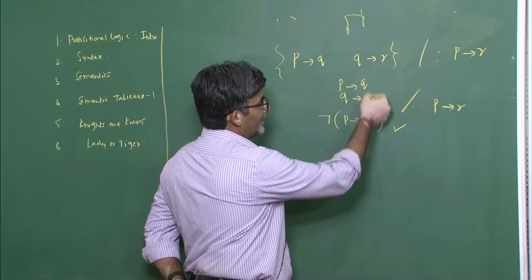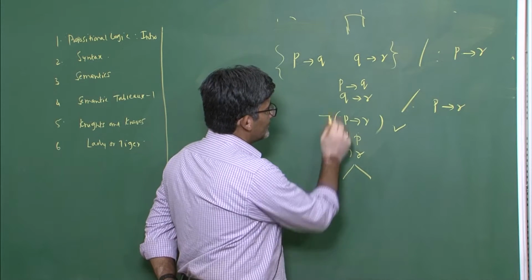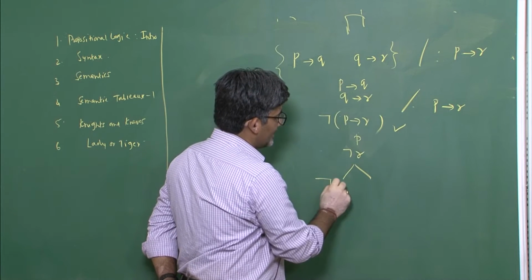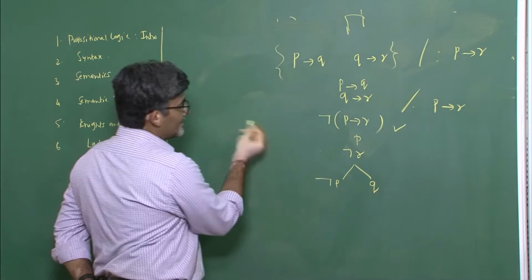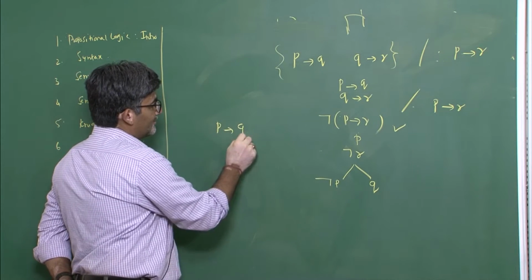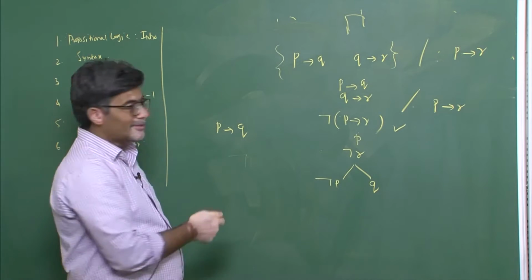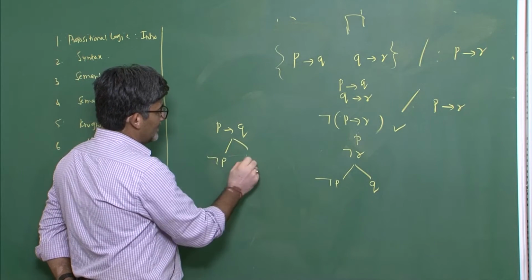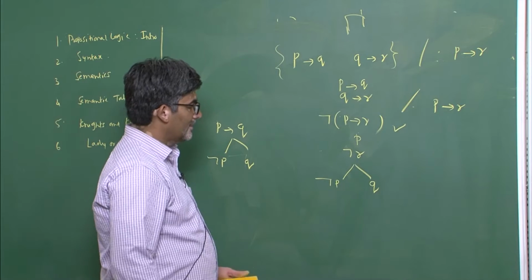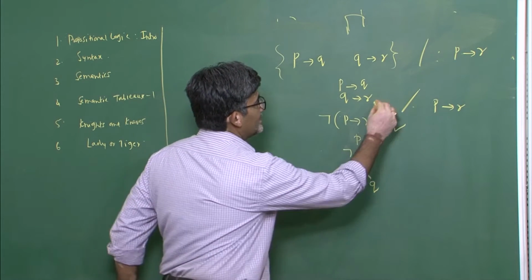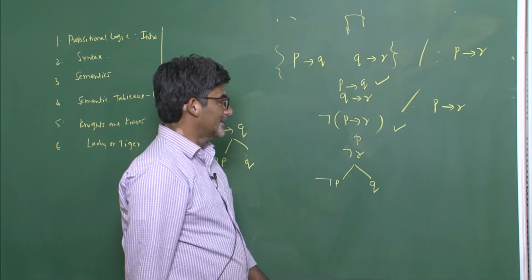Now coming back to any other formula. If you simplify this, it is not P or Q. Why is it not P or Q? The tableau rule, or tree diagram, for P implies Q is not P or Q. Now this is checked. That's why we put a tick mark here.